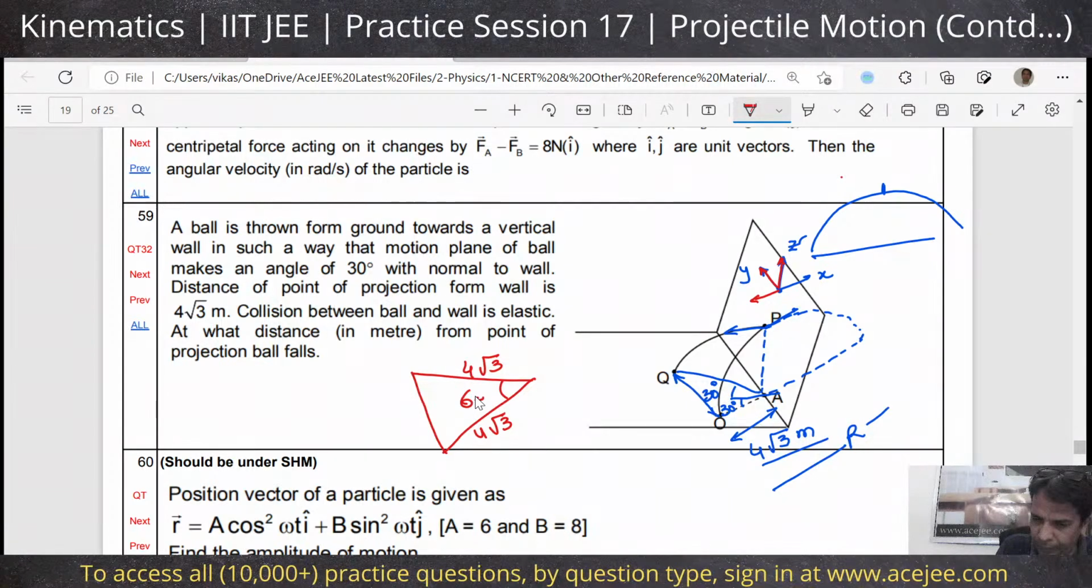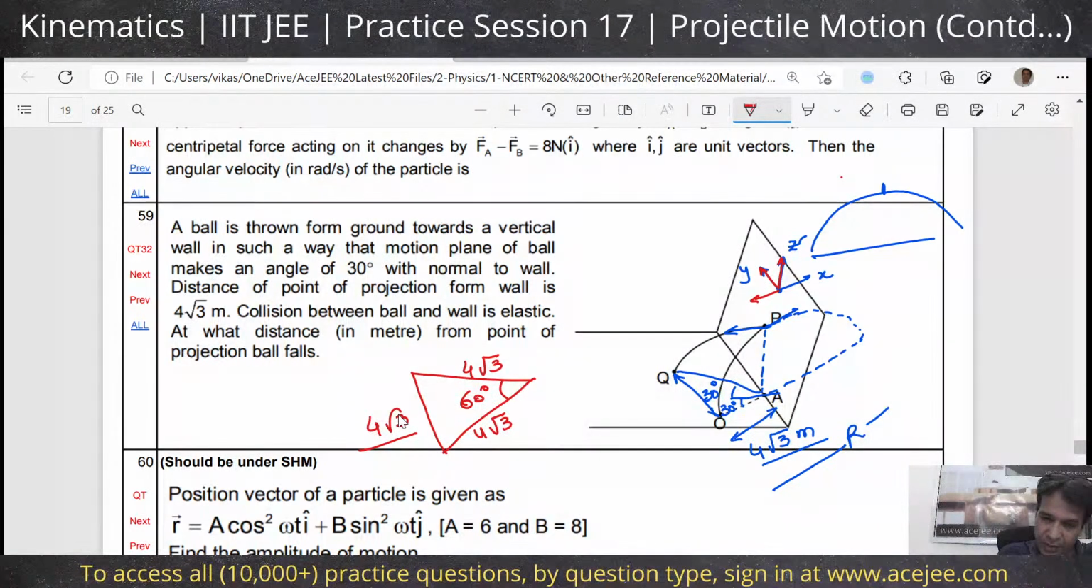How have you approached it, beta? Sir, I drew the diagram, and since the distance of the point of projection from the wall is 4 root 3, so it's the normal distance. I took 4 root 3 to be the normal distance rather than the actual distance. Oh, you took the normal distance. Does it say that? Distance of point of projection from wall is 4 root 3. It very well might be.